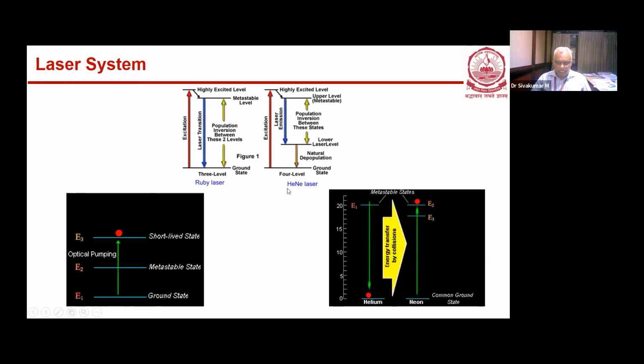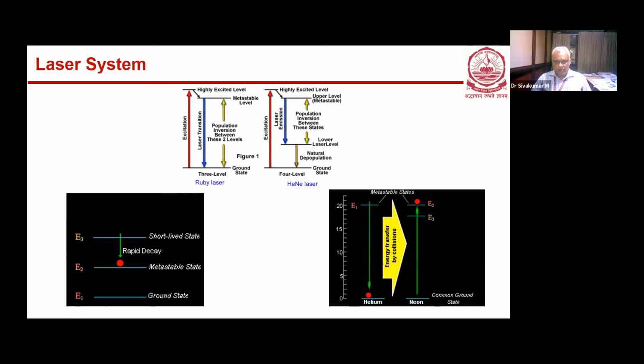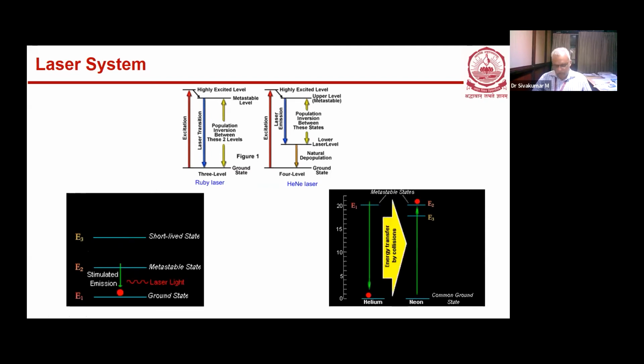Some of the gas lasers are of this type, and a typical example is the helium neon laser, whose wavelength is 693.8 nanometers, in the red region. These are the two types of lasers. Any laser should belong either to the 3-level laser system or to the 4-level laser system. Then the next topic.